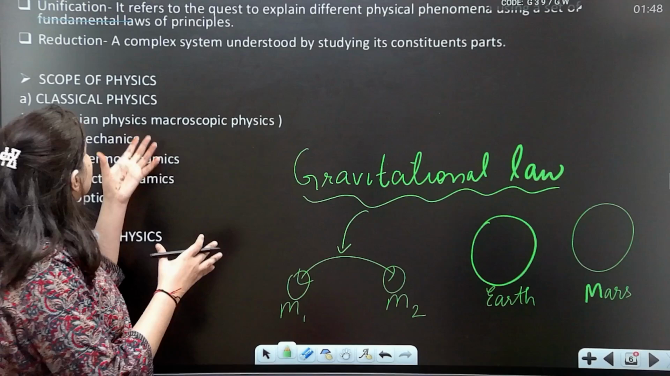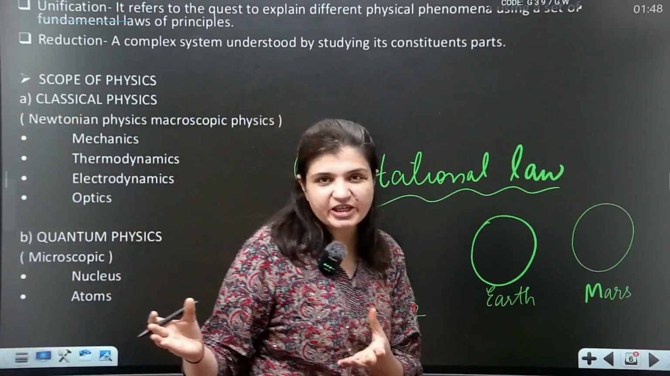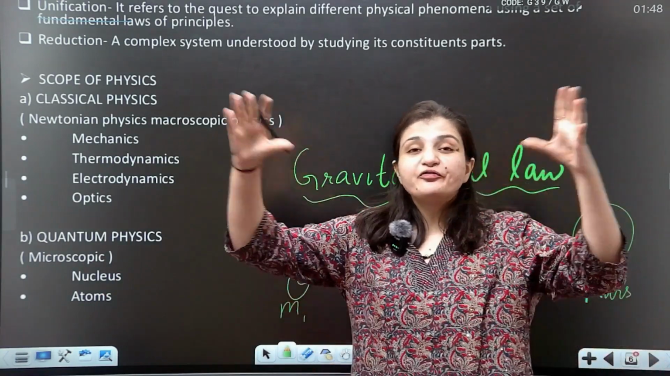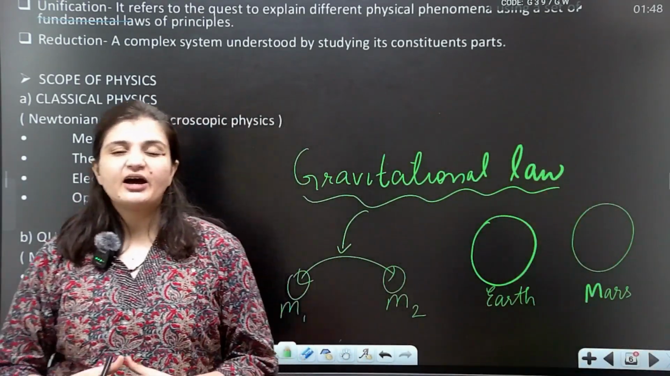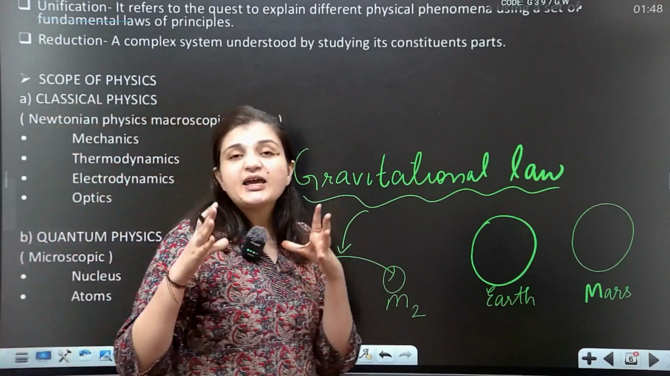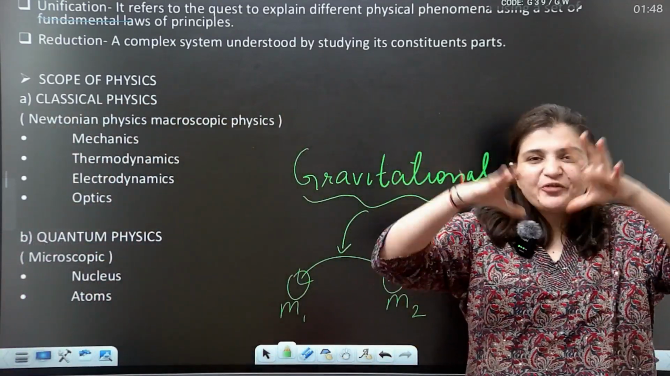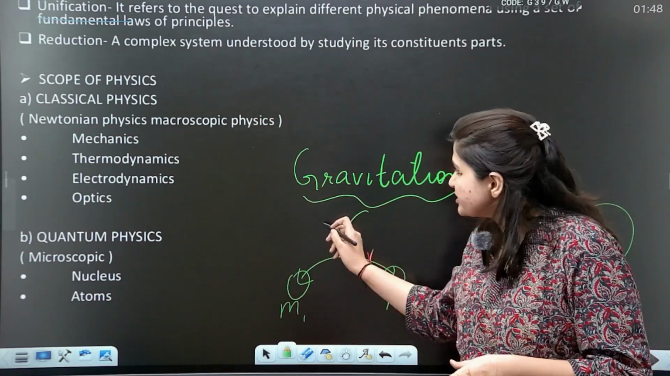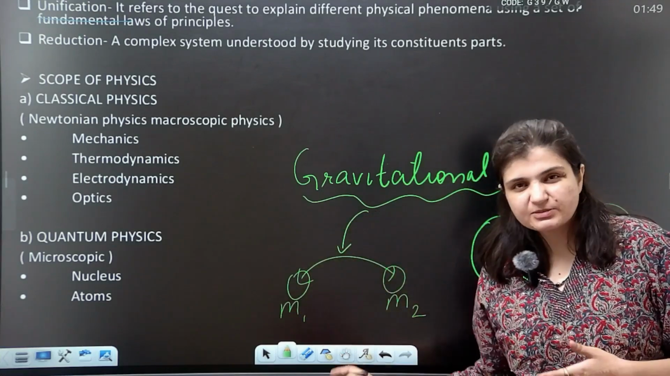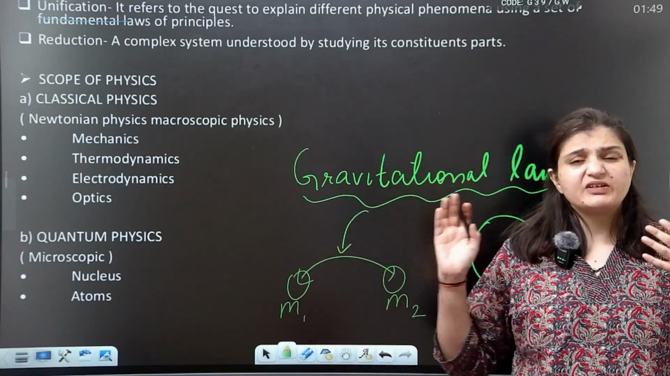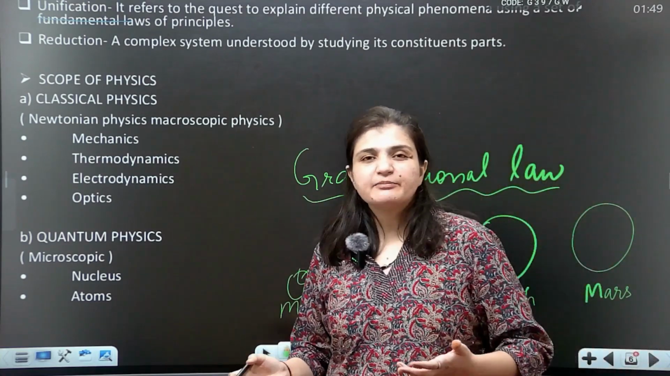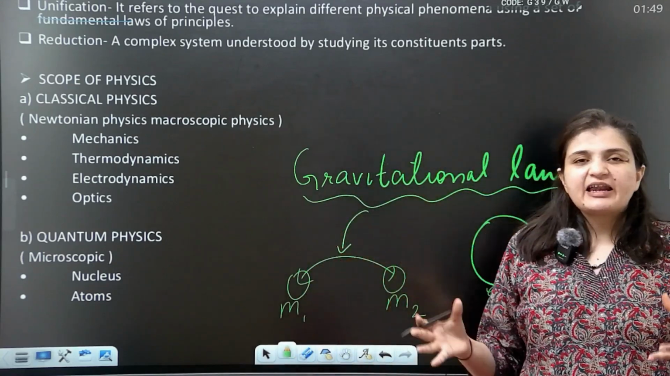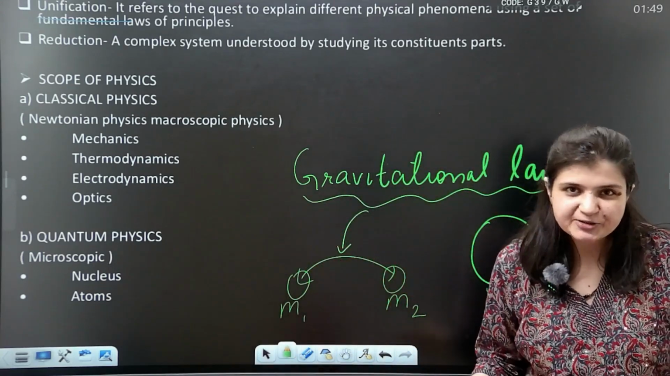So this is what we call unification, where we apply one concept of physics to various phenomena around the world. Like the gravitational law: forces that act between small masses, forces that act between planets, and interplanetary motion. We apply the gravitational law concept there also.